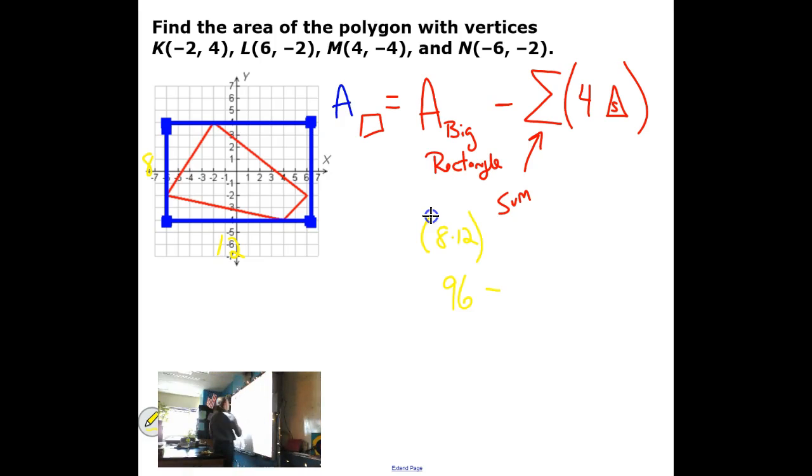Wait a minute, this isn't so bad. Let me go to a green here. This triangle has a height of 2 and a base of 10. So this triangle is one half of 2 times 10, and 2 times 10 is 20, so half is 10. So the first one is 10, plus the next one up here. If this is 2, this has got to be 6.